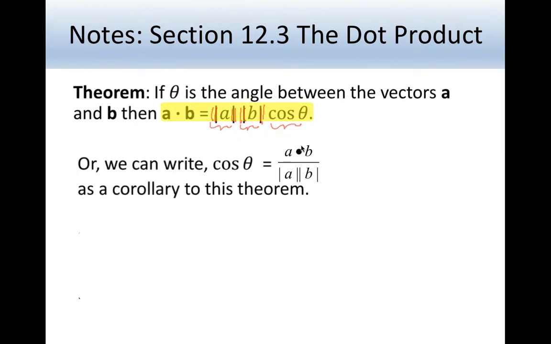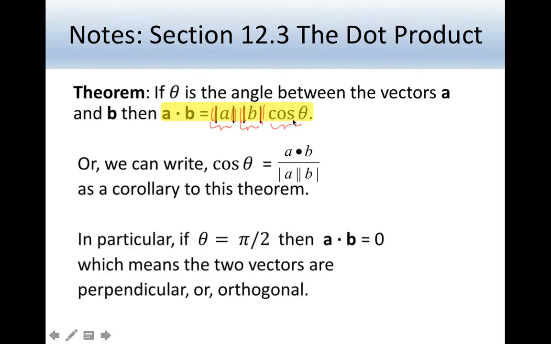If I just do algebra and isolate cosine there, you can see that I get a fraction: the cosine of the angle between two vectors is the dot product divided by the product of their magnitudes.